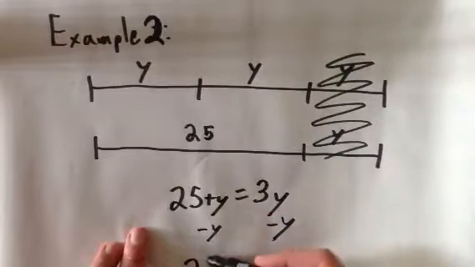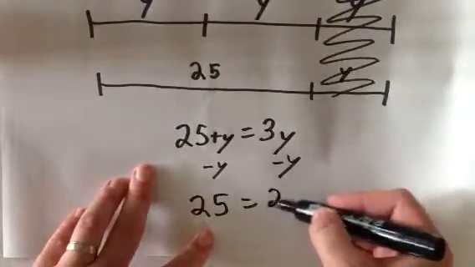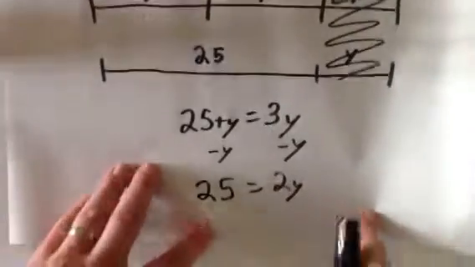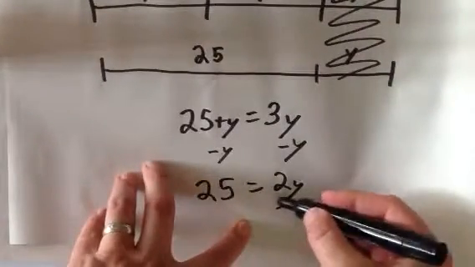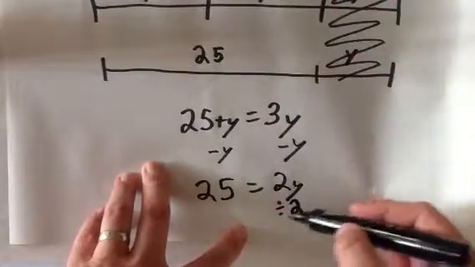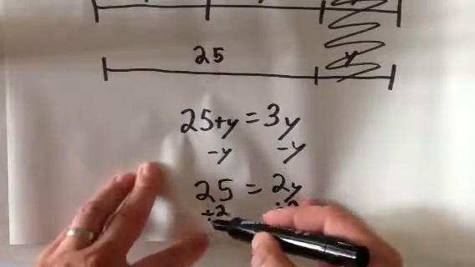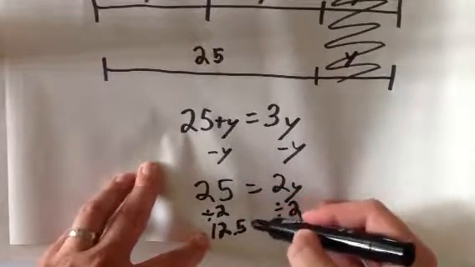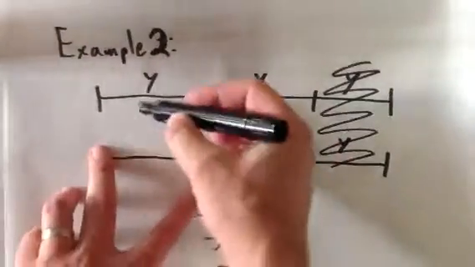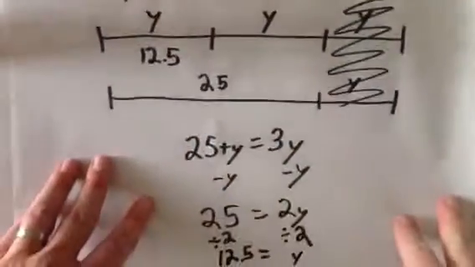Therefore, we would have 25 is equal to, instead of having 3y, we'd be left with 2y, since 2 y's are equal to 25. Therefore, if we were to divide one side, this one, in half, we would be left with 1y. And if we were to divide this one in half, we would be left with 12 and a half. Therefore, 12 and a half is equal to y. So this section right here, y, must be 12 and a half. And we have solved an equation for this situation.